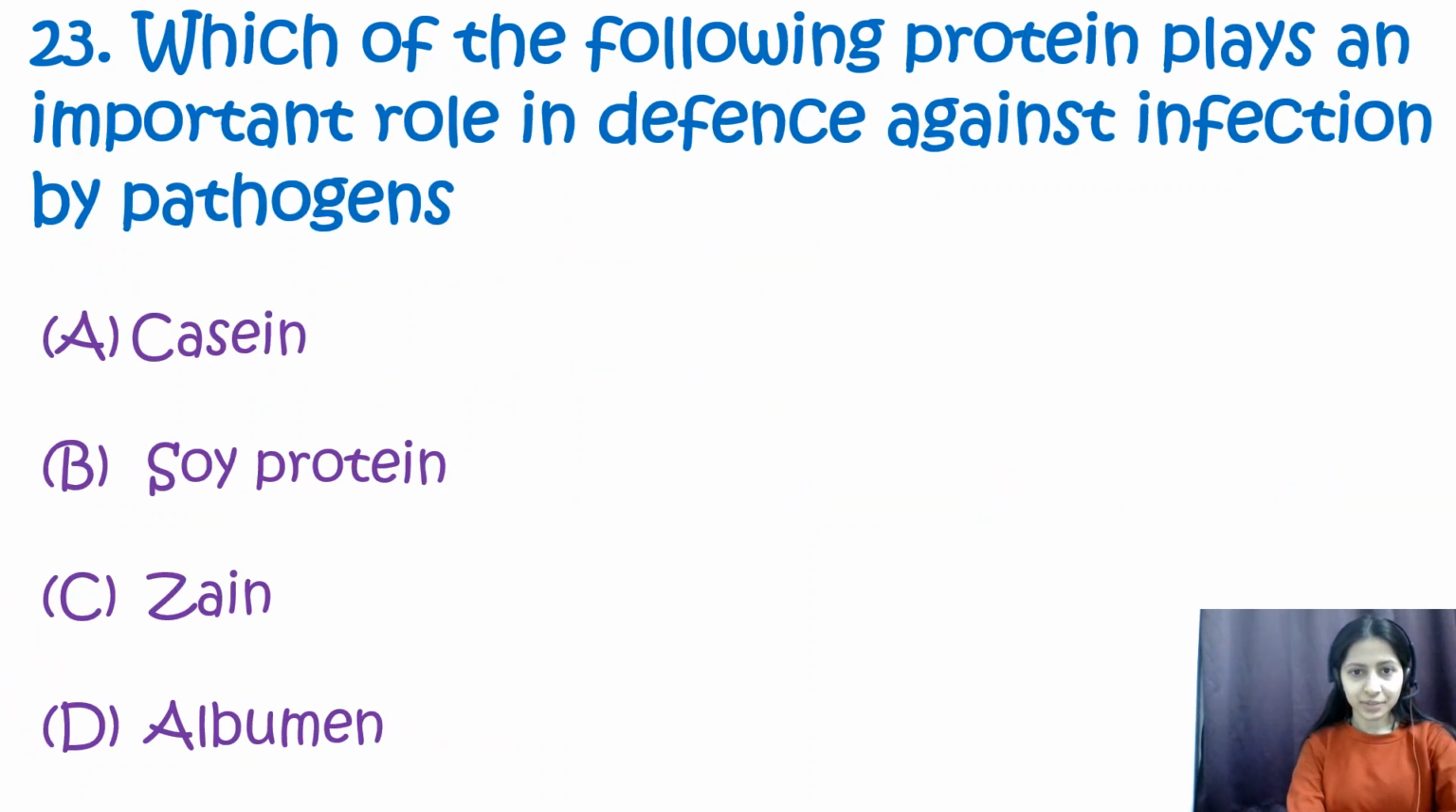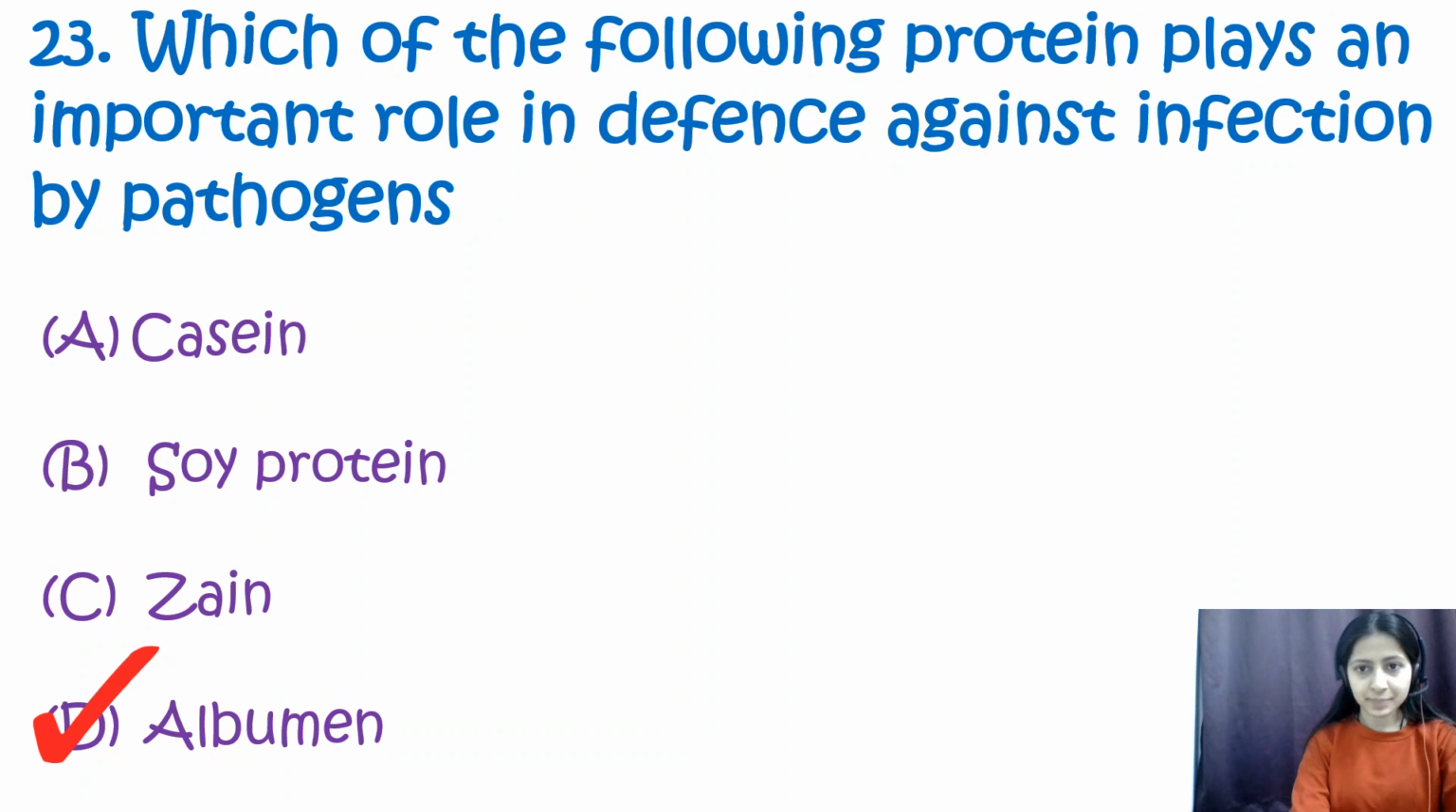Number 23. Which of the following proteins plays an important role in defense against infection by pathogens? A, casein, B, soy protein, C, zein, and D, albumin. The proteins which play an important role in the defense against infection by pathogens are the albumins. These are the proteins which are found in the egg whites, and they are even known for their antimicrobial properties. So the correct option will be option number D, that is albumin.